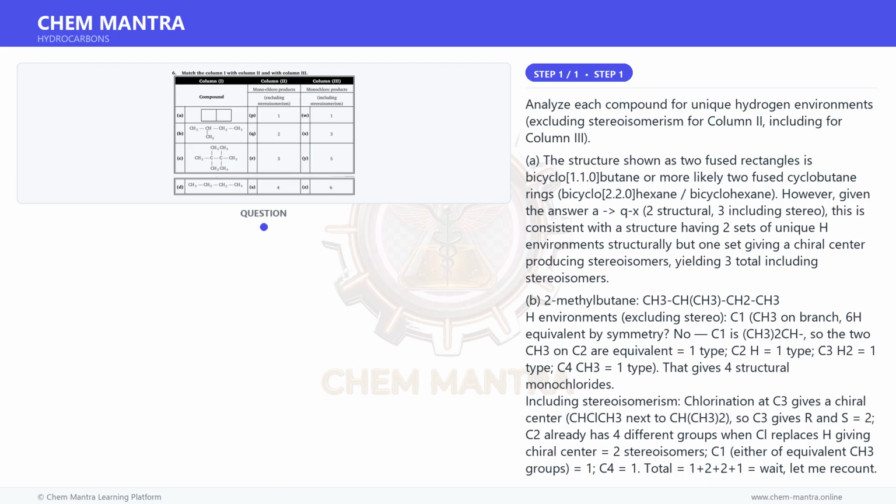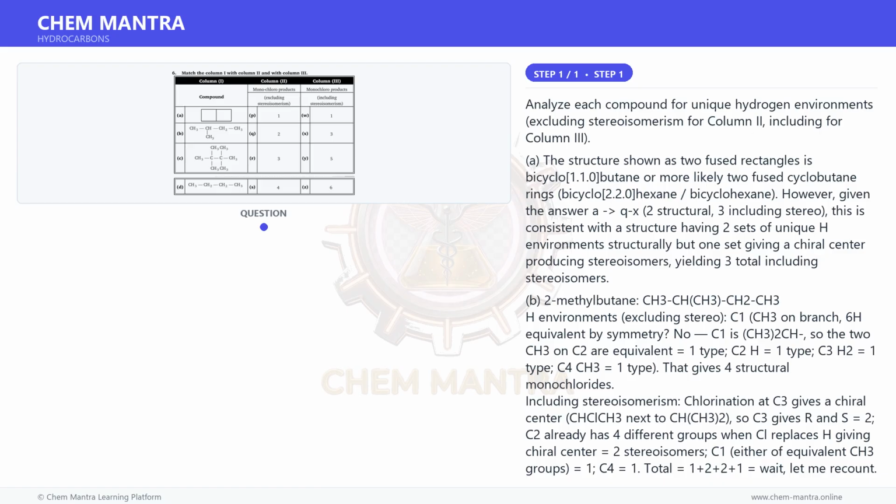B. 2-methylbutane, CH3CH(CH3)CH2CH3. H environments, excluding stereo: C1, CH3 on branch, 6H equivalent by symmetry. So the 2 CH3 on C2 are equivalent, equal to 1 type. C2H is 1 type, C3H2 is 1 type, C4 CH3 is 1 type. That gives 4 structural monochlorides.